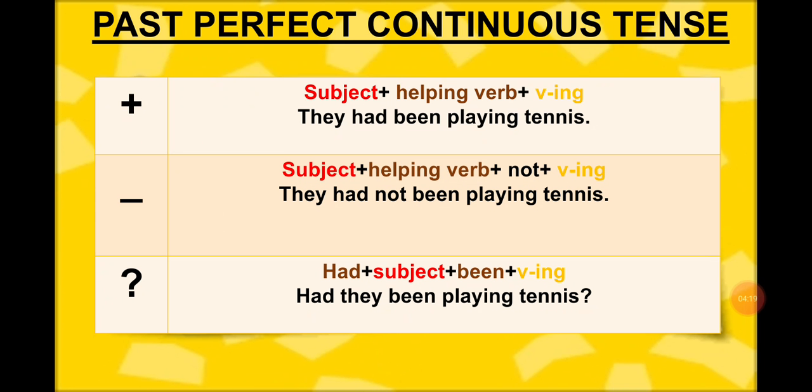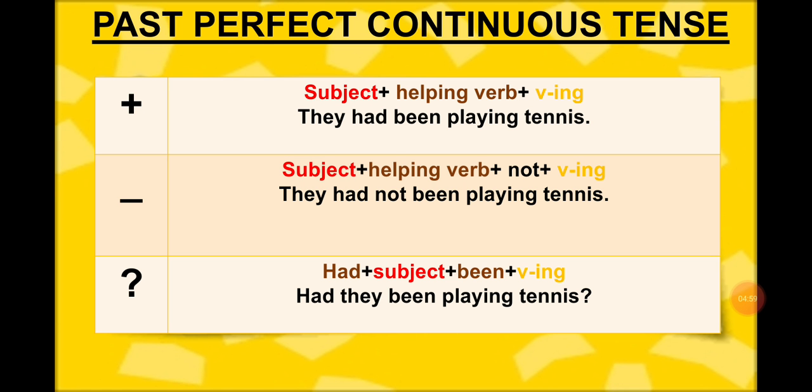Here are the structures of positive, negative and interrogative sentences in past perfect continuous tense. In positive sentences, we have subject like I, we, they plus helping verb plus verb with ing or participle. They had been playing tennis. And in negative sentences, we have not with helping verb had been. Subject plus helping verb plus not plus verb ing. They had not been playing tennis.